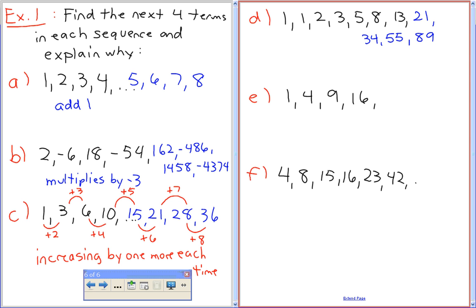See, this is the magic one. I love this. 1 + 1 is 2. 1 + 2 is 3. 2 + 3 is 5. 3 + 5 is 8. 5 + 8 is 13. 8 + 13 is 21. 13 + 21. This is the Fibonacci sequence.